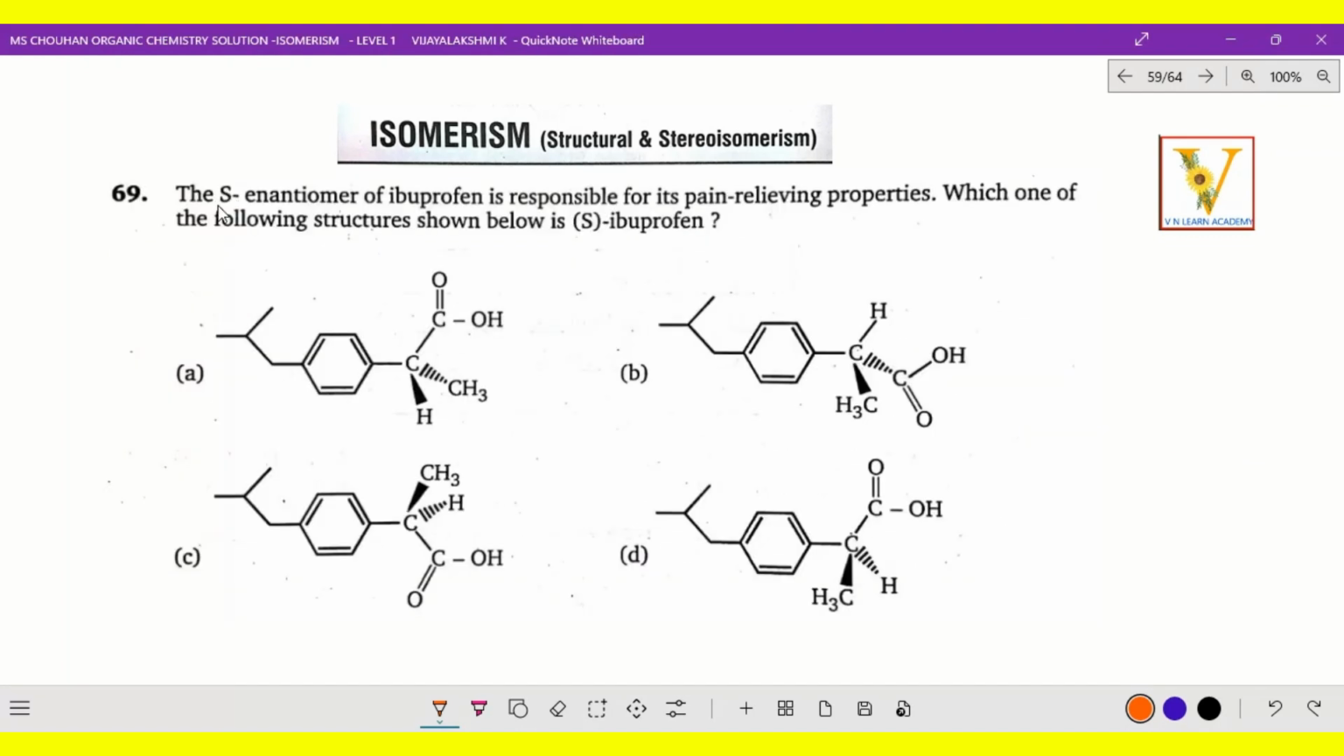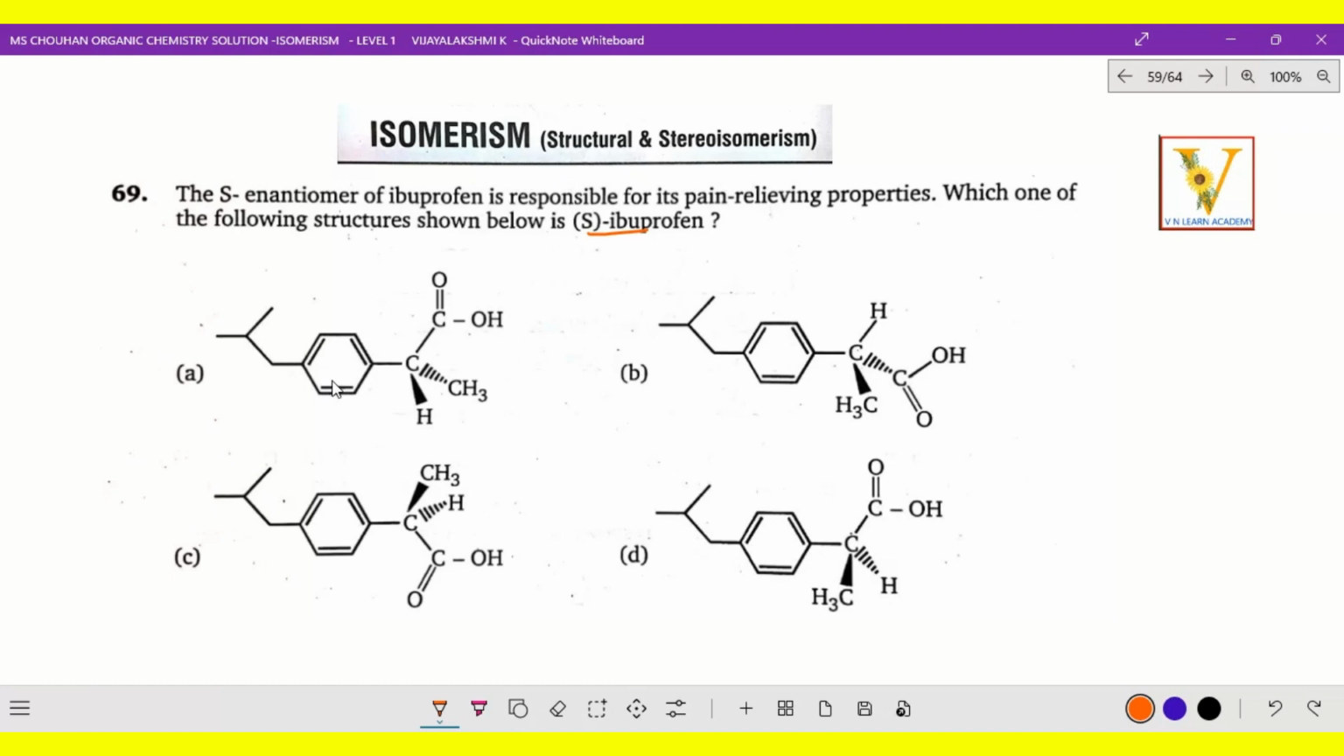10. Yes, the enantiomer of Brufen is responsible for its pain relieving properties. Which one of the following structures shown below is Brufen? Actually, Brufen is a very good painkiller whenever you are having very bad pain or an injury. That time, doctors will prescribe Brufen. Come on, let's go and identify the RS configuration.